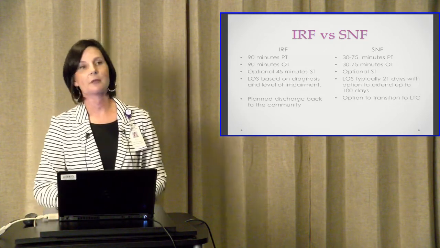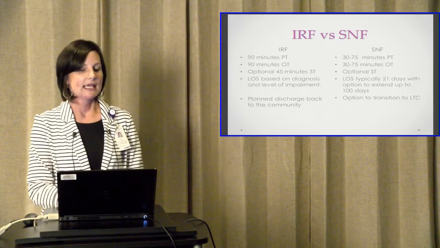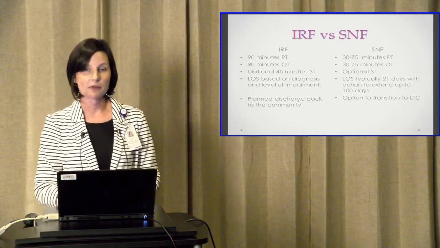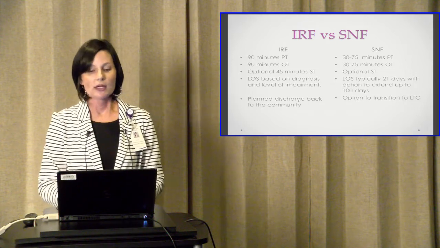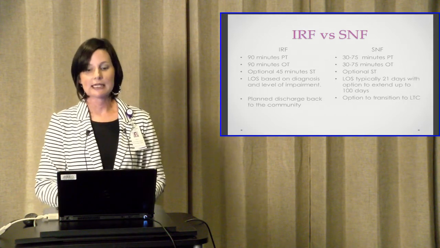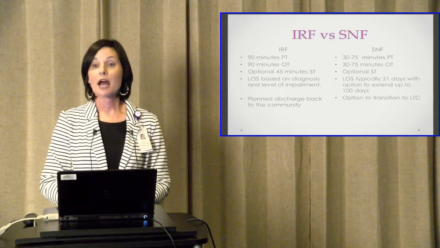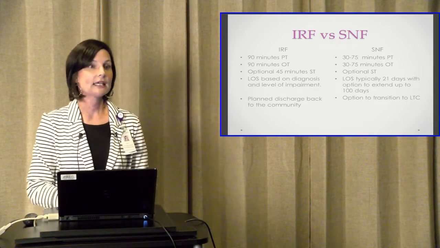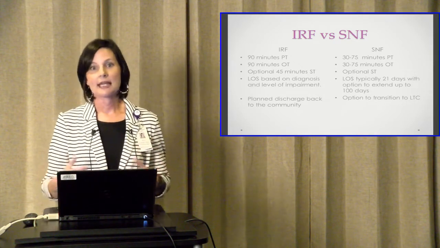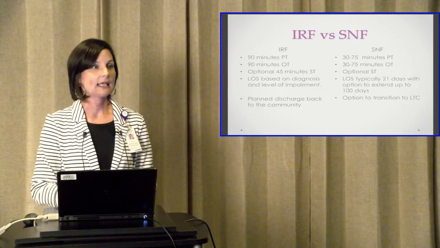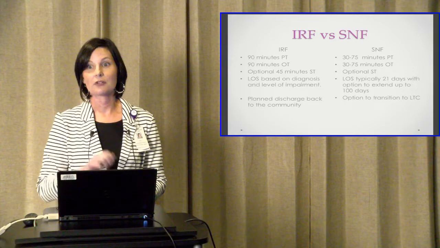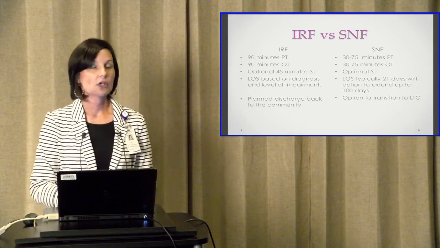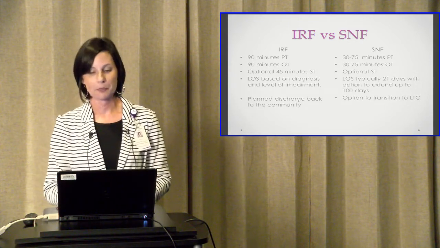Length of stay for inpatient rehab, we've gone over that, is based on a diagnosis and the level of impairment. There is no guaranteed length of stay in inpatient rehab. Whereas skilled nursing facilities, you typically get a 21-day stay with an option to extend up to 100 days. Now on why they say 21 days, that's when the copay begins to kick in. And so most people like to get out of the skilled nursing facility before they start having to write checks. If there is some co-insurance, oftentimes they'll pick up the copay.